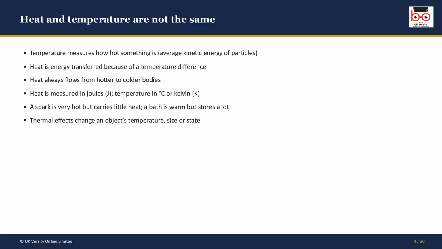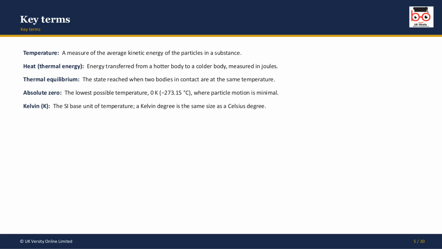Think of a spark. It's blisteringly hot but carries very little heat, whereas a warm bath isn't that hot yet stores a great deal. Let's define a few terms. Temperature is a measure of the average kinetic energy of a substance's particles. Heat, or thermal energy, is the energy that flows from a hotter body to a colder one, measured in joules. Thermal equilibrium is the state two bodies reach when they've settled to the same temperature.